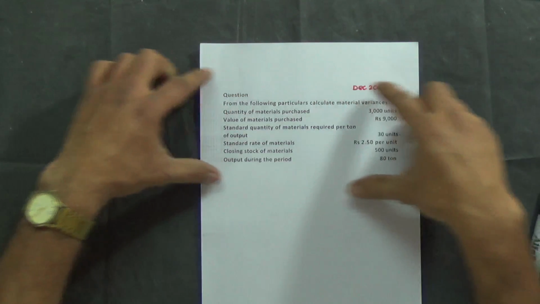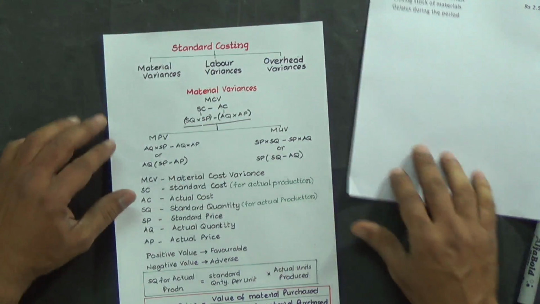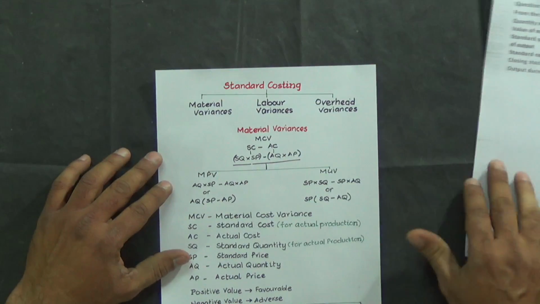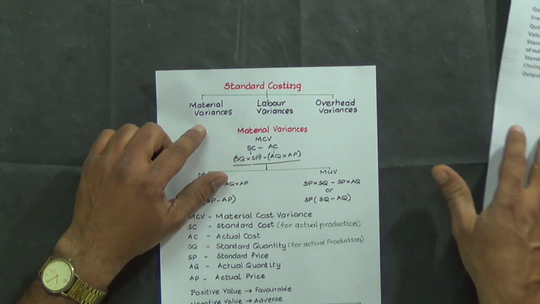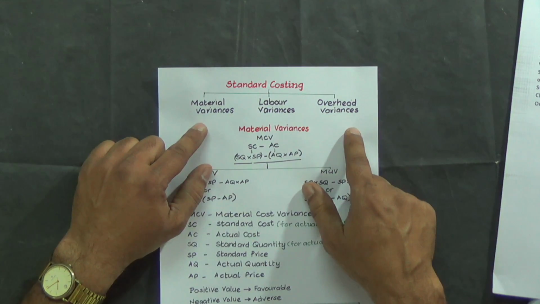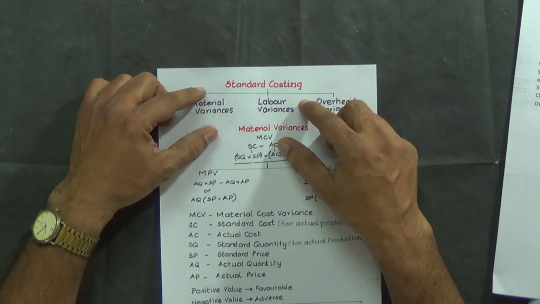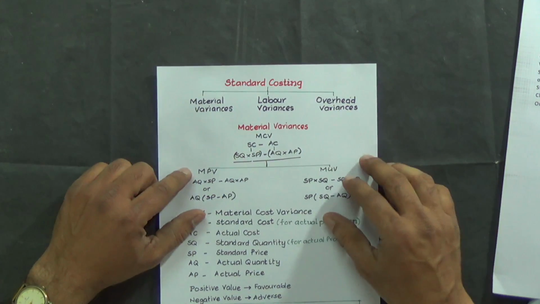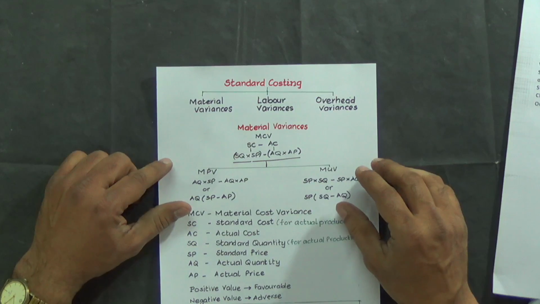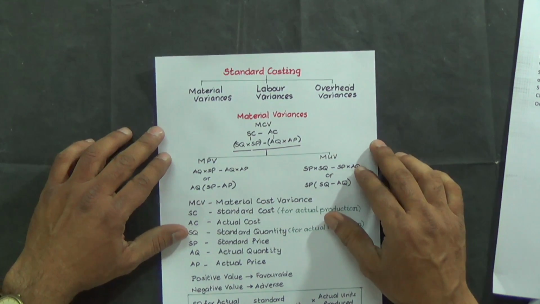To do this, there's a very simple technique. All that we'll have to do is memorize a few formulae. Here, standard costing means we have material variances, labor variances and overhead variances. These are the three categories of variances. All put together, we have variance analysis. Variance means variation from the standard, actual varying from the standard.